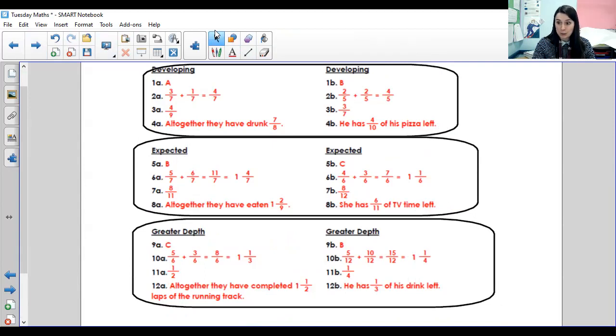Well done, guys. These are all skills you're going to need when you come back to school and we do some adding and subtracting with different denominators. Well done, guys.